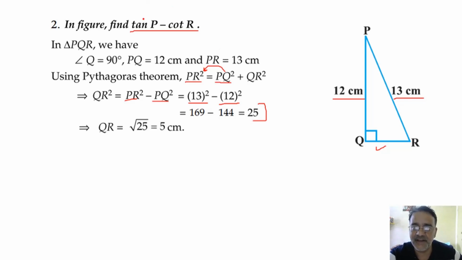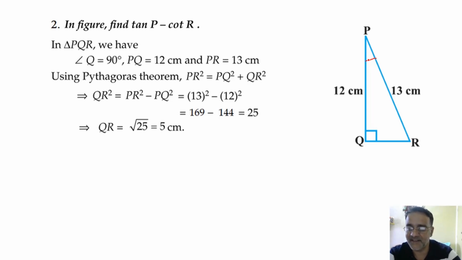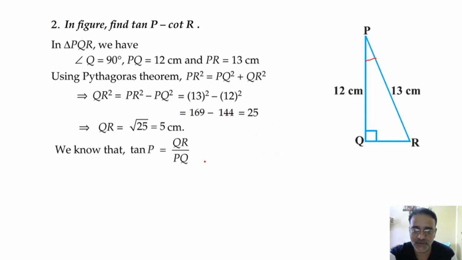Now we need to find tan P and cot R. Okay, so we'll find first tan P. Tan is O by A. So opposite side of angle P is QR and adjacent PQ. Very good. So tan P is equals to QR upon PQ and QR is 5. We got 5. And PQ is 12. So we'll get 5 upon 12.